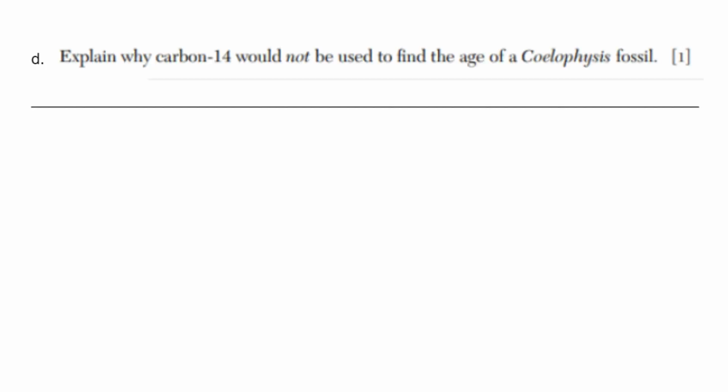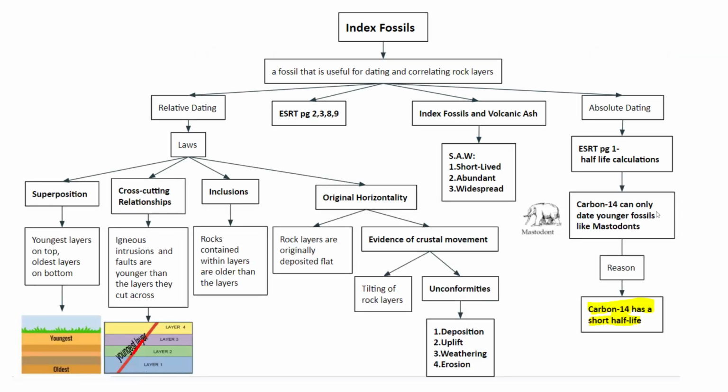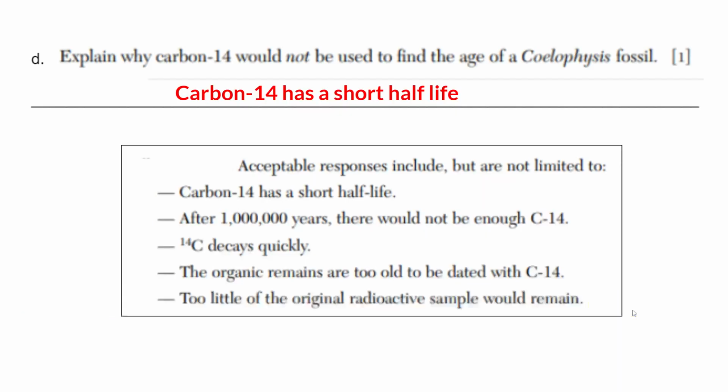Finally, D. Explain why carbon 14 could not be used to find the age of the Coliphus fossil. So, like I said before, for a question like this, why can't we use carbon 14 to date the age of a certain fossil that is older? Or why is it that we only use carbon 14 for younger fossils? The answer is always that carbon 14 has a very short half-life. And you can go back to your notes for this. Carbon 14 has a short half-life.